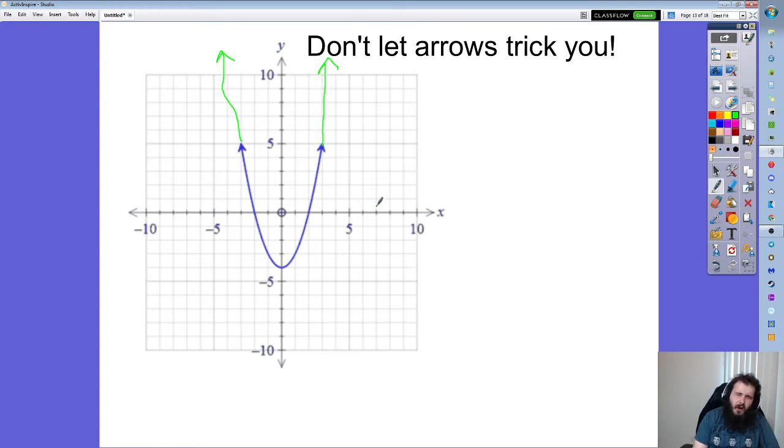So even though it doesn't look like it right now, eventually, if you were patient enough in your drawing, you'd find a place where 10 gets hit by this function. So especially when you see arrows going upward to infinity, you can presume that they're trending not just up, but also to the right. Or not just down, but also to the right or to the left or whatever.